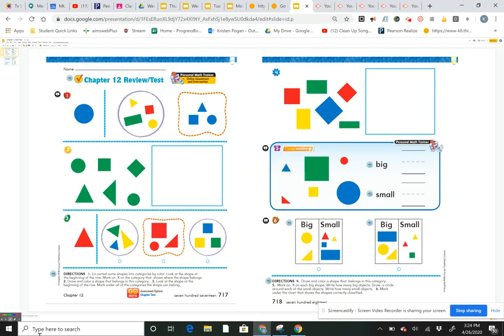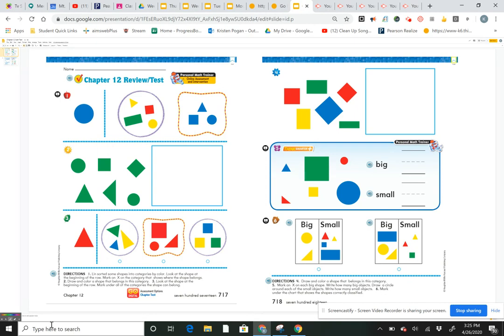We're all done with our math chapter 12, which was on sorting and classifying data. That means that we are grouping pieces of data according to how they are the same and how they are different. We worked with shapes, sizes, and colors in this chapter, and today we're going to finish our review/test.